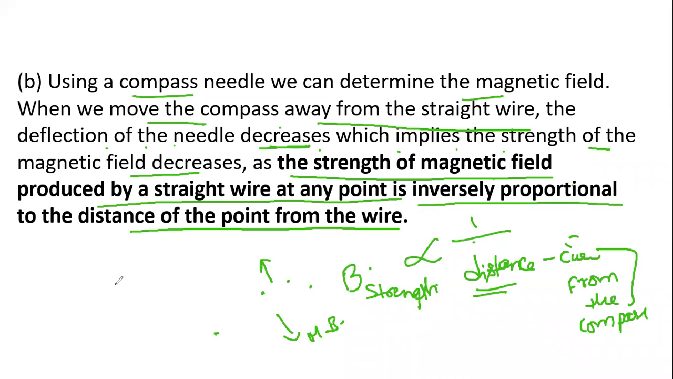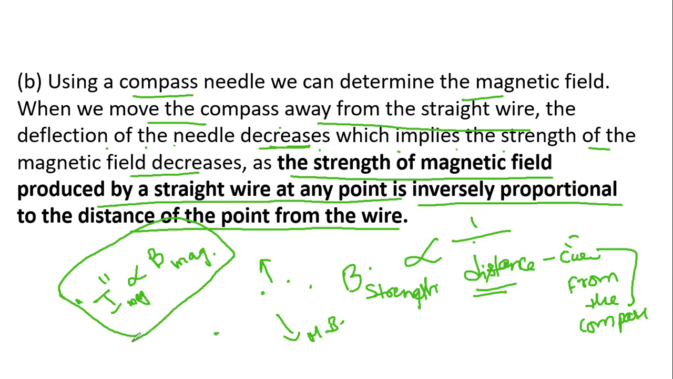Understood? Here one more concept is there that you have understood in your topic. The current also will influence it. If the magnitude of current increases, then the magnetic field magnitude also will increase. This is directly proportional. The amount of current passed through the circuit determines the amount of magnetic field produced. Okay, got it?